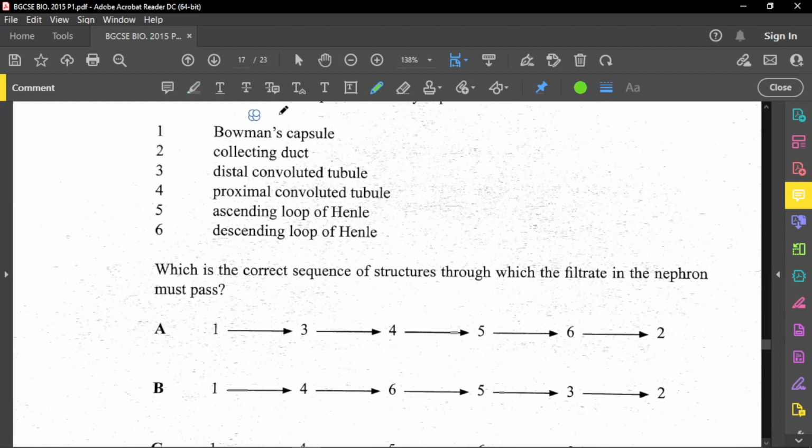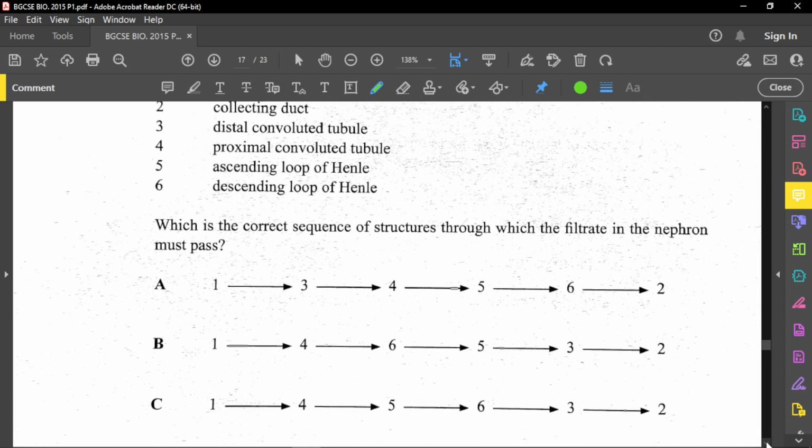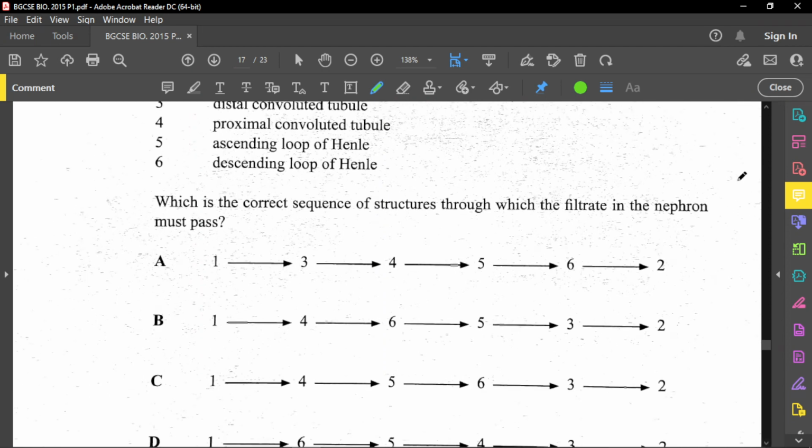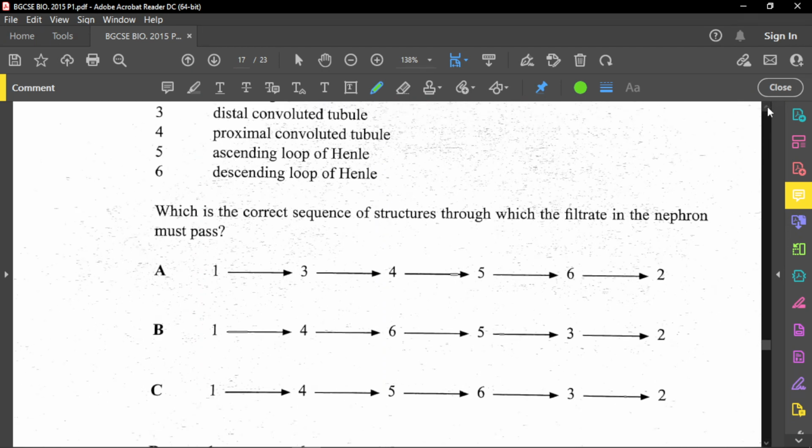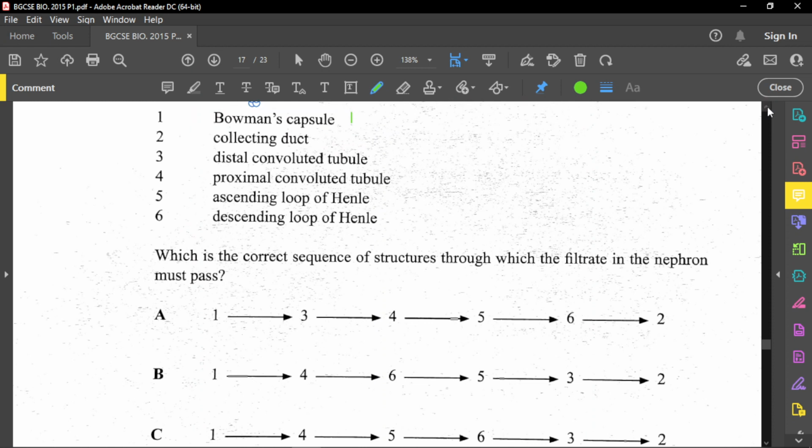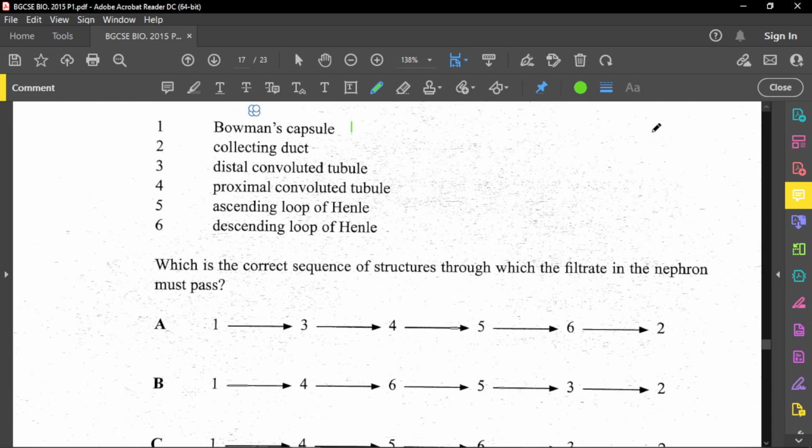First, it will go into the Bowman's capsule first. So number 1 should be first, and let's just see what's happening here. Yeah, all of them are showing number 1 first. Okay, so that is cool. So you move from the glomerulus into the Bowman's capsule. So the Bowman's capsule should be number 1. Then it will move from there into the proximal convoluted tubule, which means the one that is closer to the Bowman's capsule.